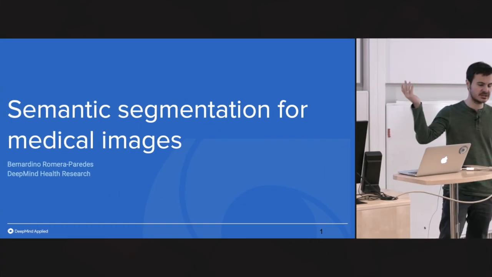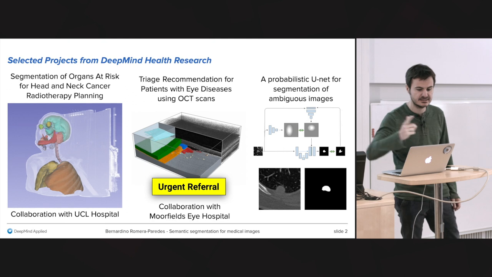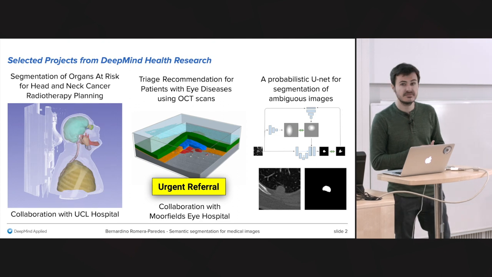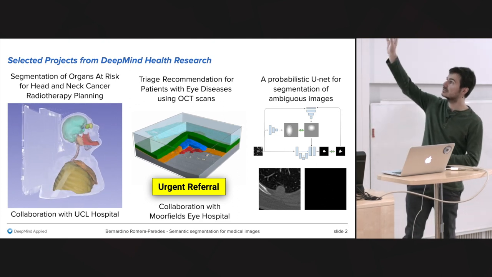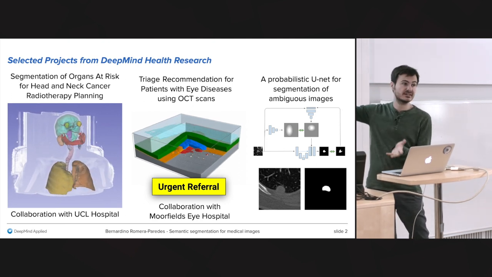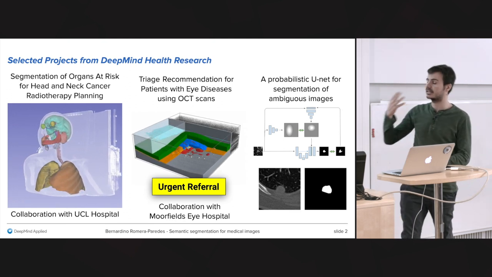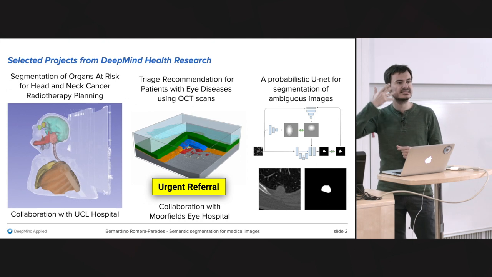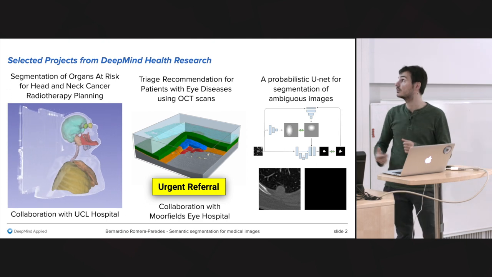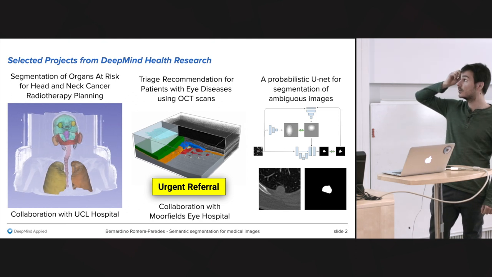So yeah, I'm going to talk about a few problems, or projects, that we are working on at DeepMind Health Research, which is the group that I am in. So the first project is on segmentation of organs at risk for planning radiotherapy. The second one is on having models that infer the referral of eye scans, as we have here. And then the last one is on how to deal with ambiguity when it comes to segmenting organs, or whatever, actually.